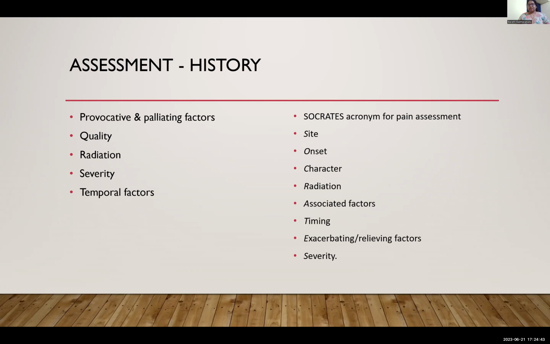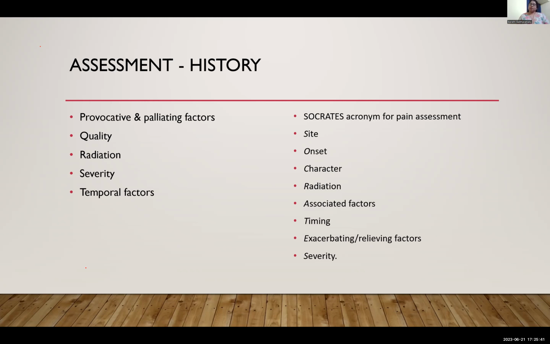So when you take pain history, we usually ask, as we learned in the basics in medicine, how in history taking, where, when, and what, and all that. But there are certain acronyms that are helpful in taking pain history. So one is P. P stands for provocative and palliating factors. Provocative is which triggers pain, whether it is movement of the limb or a position. So you ask them what provokes the pain. Palliating factors, what are the things that relieve pain or comfort pain or reduce pain?